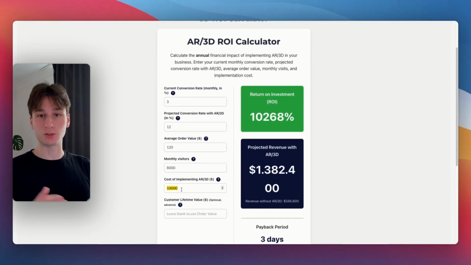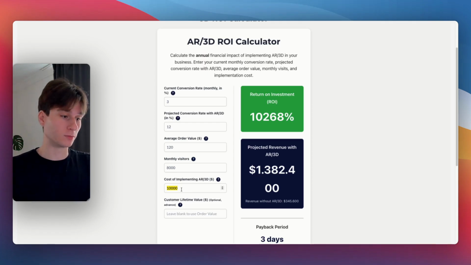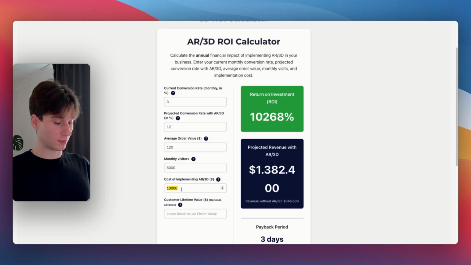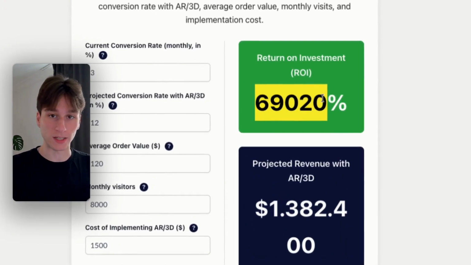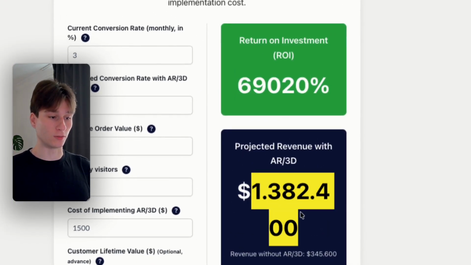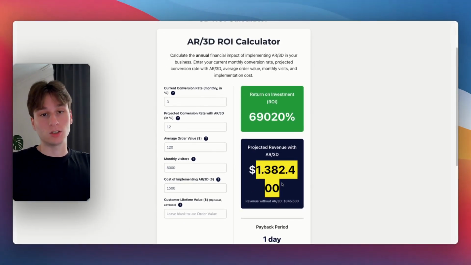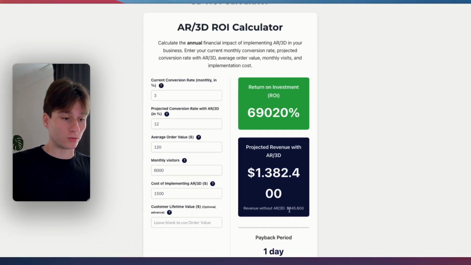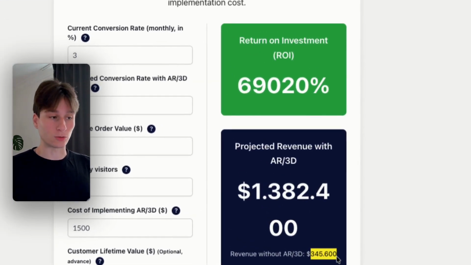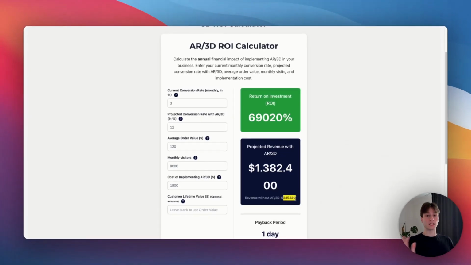And the cost of implementing a 3D configurator, well, if you buy a configurator with lifetime access, you will have it for all your life. You don't have to pay a monthly or annual fee. You just buy your license, so the average price is $1,500. Well, this will be your return on investment and your projected revenue. So, $1,300,000 of revenue with a 3D product configurator instead of $345,000 in just 1 year, and you have it for life, and you can implement it on as many products as you want.